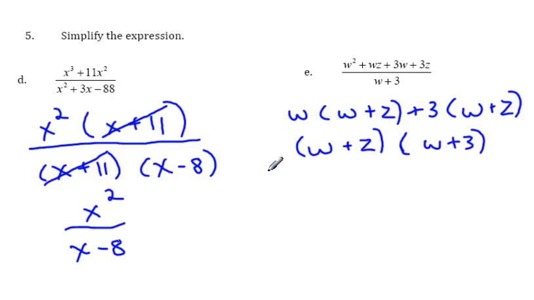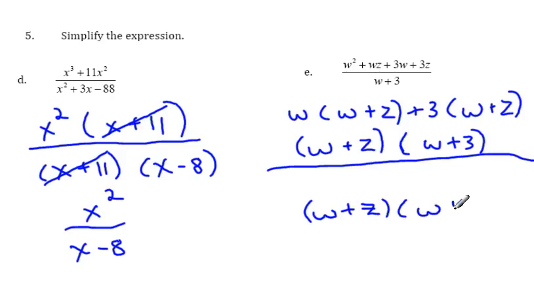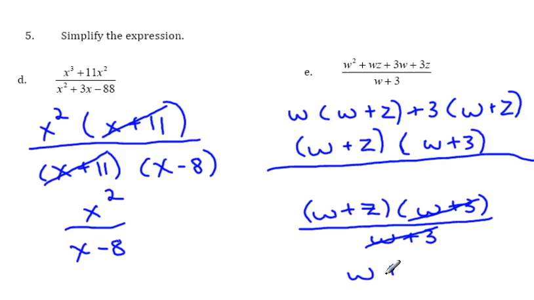Okay, so now we're done with my scrap paper here. We're going to go down and rewrite the problem. My numerator is w plus z times w plus 3, and my denominator is w plus 3, which cancels with the w plus 3 in the numerator, and my final answer there is w plus z.